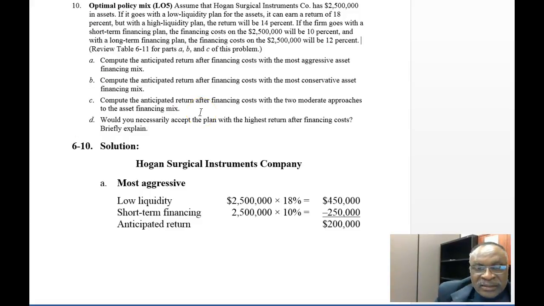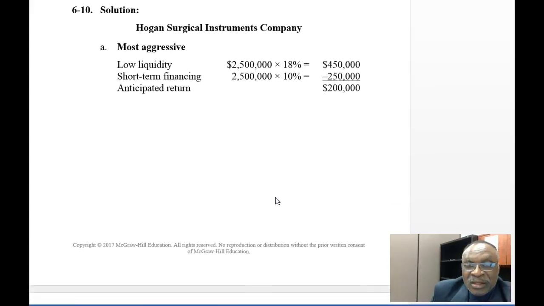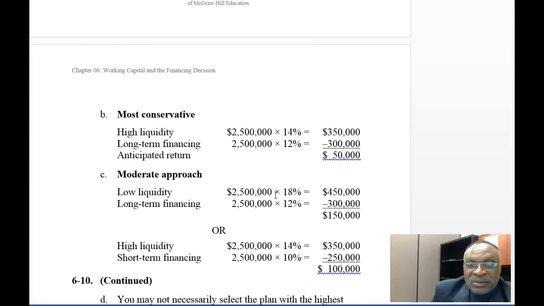Okay, so right here, for A, which is the most aggressive, you have low liquidity of $2,500,000 times 18%, which is what we have here, which is 450. Short-term financing is what? This is 2.5 million times 10%. If you take this from this, you have 400, which is the anticipated return. All right, for B, we're going to do the same thing using the numbers here.